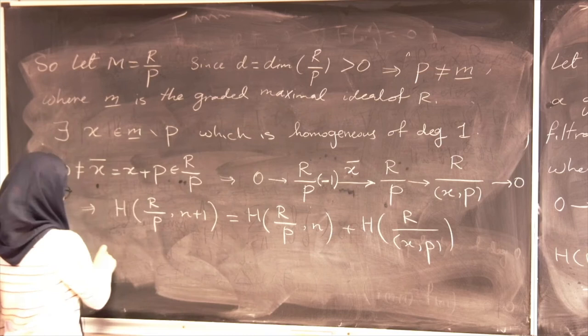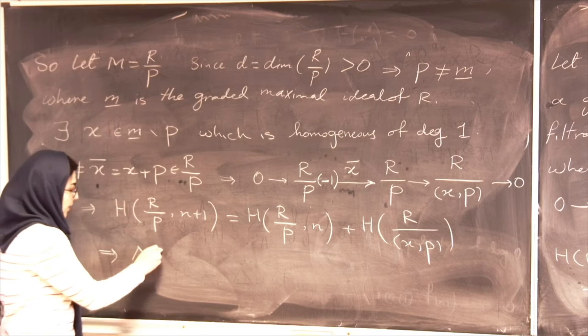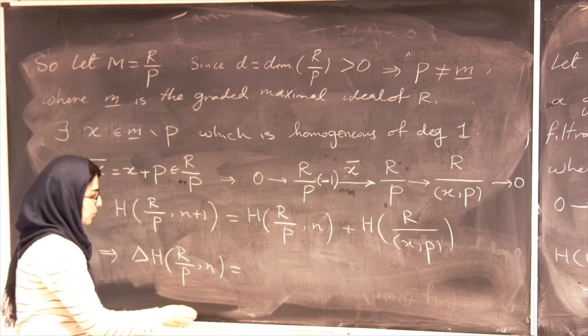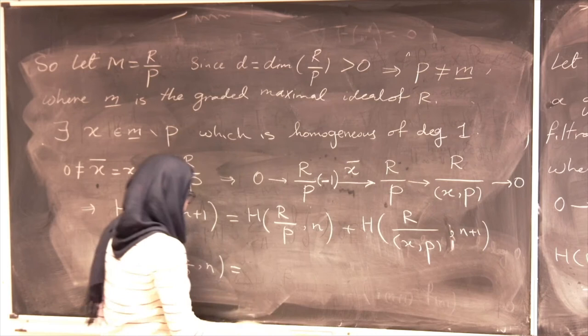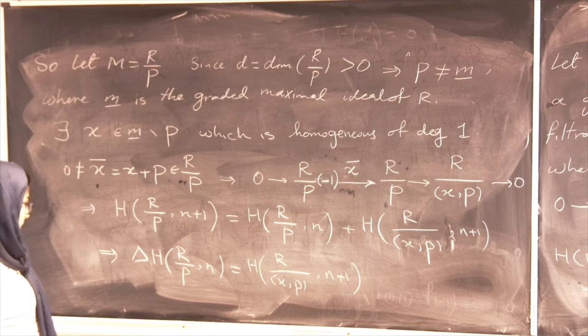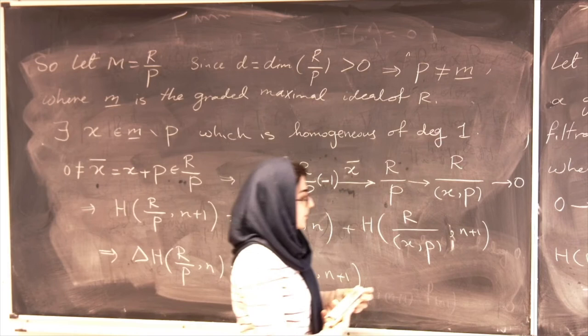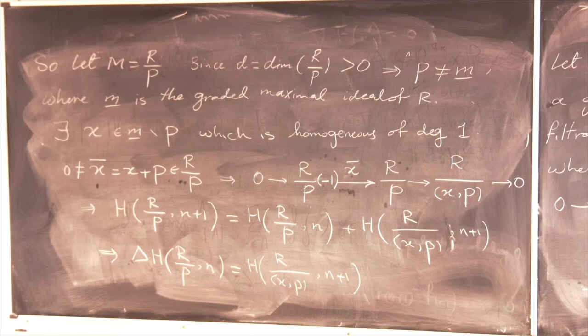So if you notice, this is exactly the difference operator. So I can write this difference as delta H of R mod P at n equal to H of R mod (x, P) at n plus 1. So we could write the difference operator of H in terms of the Hilbert function of this new ring. But this new ring has a nice property that the dimension is exactly one less than the dimension of R mod P. Why? Because we divided by a non-zero divisor element.